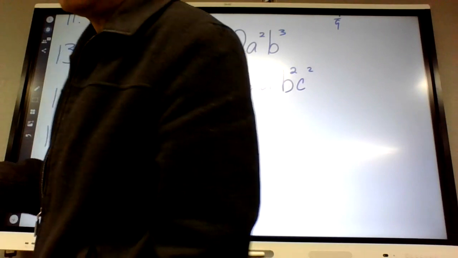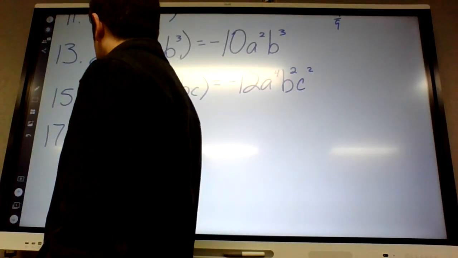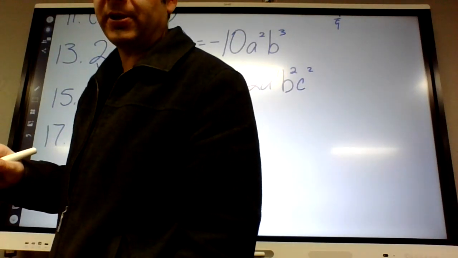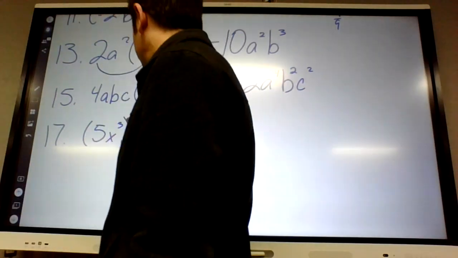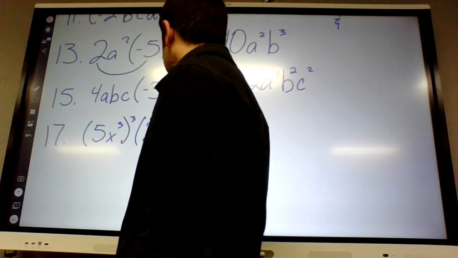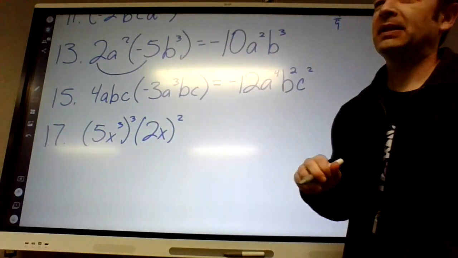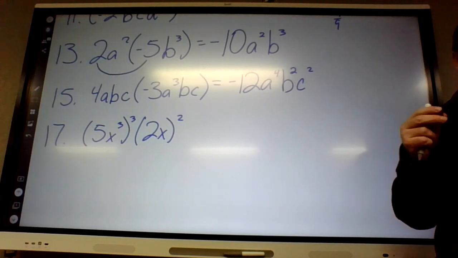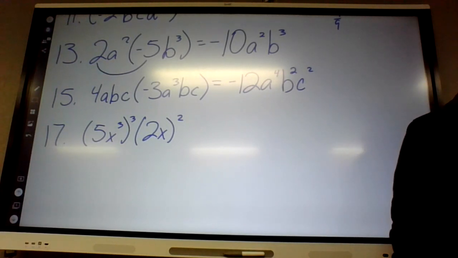X cubed. This one's good. It's starting to get a little beefier here. 2x squared. Okay, number 17 is where it starts to surpass the worksheet here.